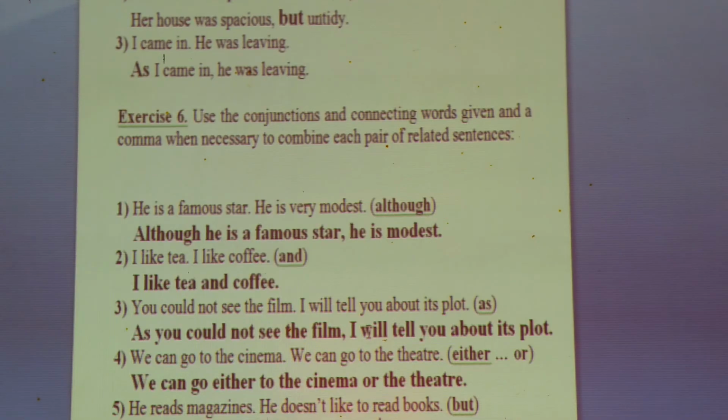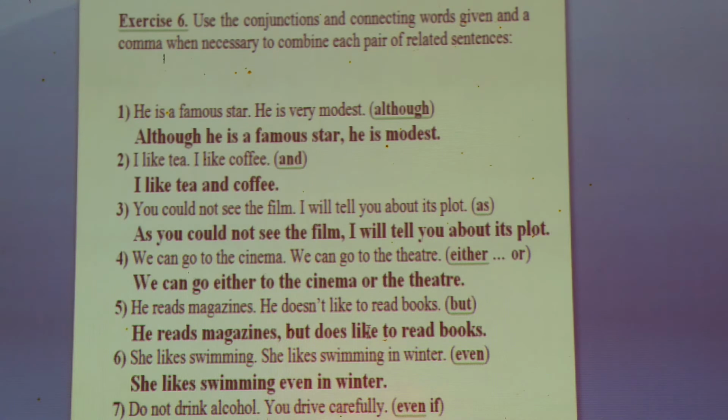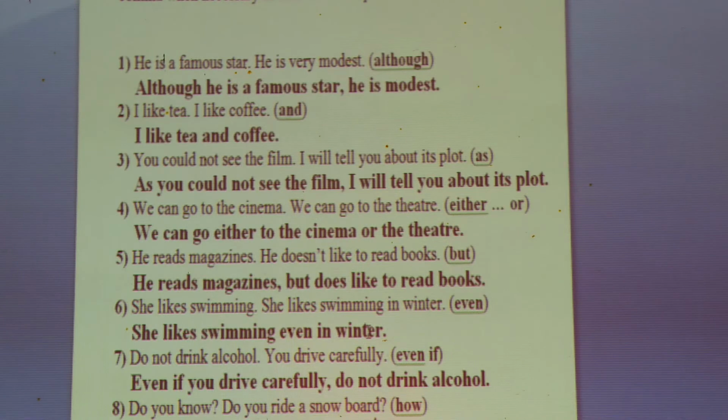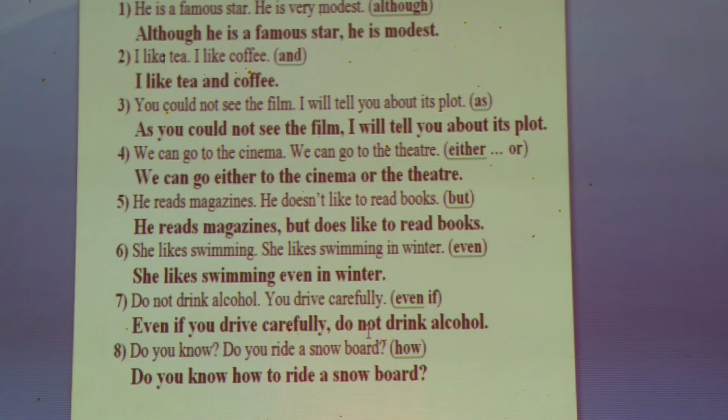In number 6, we have sentences that we must link using the given connecting words and conjunctions, although, and, but, even if, as, etc. So please read the sentences one by one and see how they have been correctly linked. Although he is a famous star, he is modest. You can say, he is modest, although he is a famous star. If it is used in the middle, you don't need a comma. But if although used at the beginning, you need a comma.